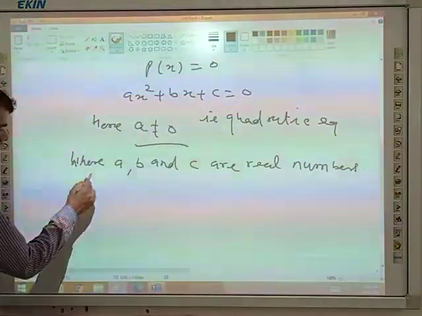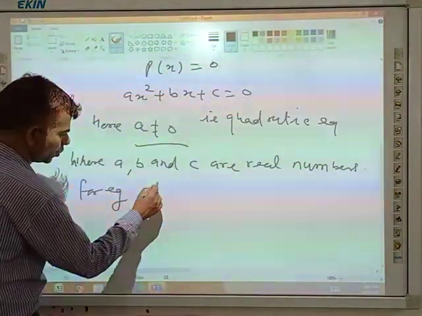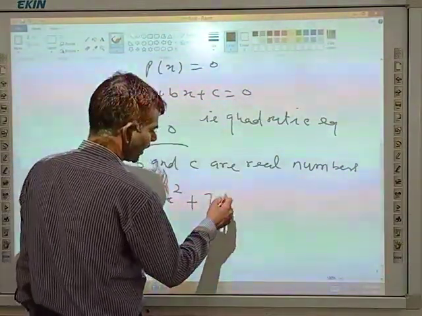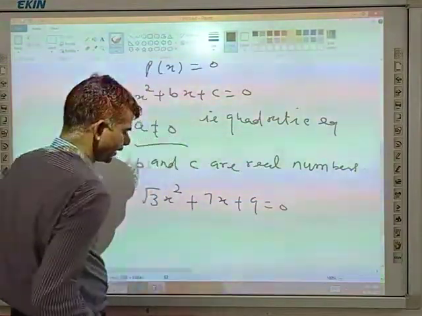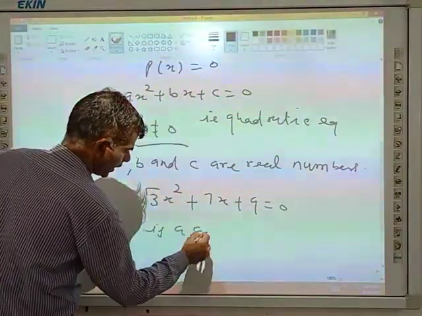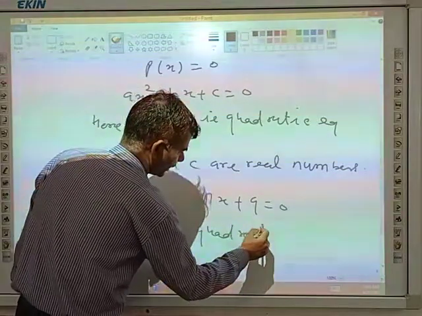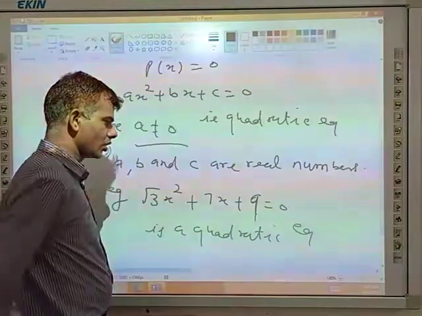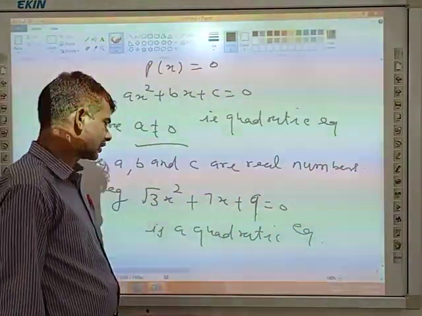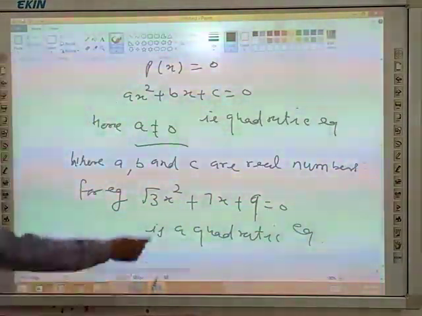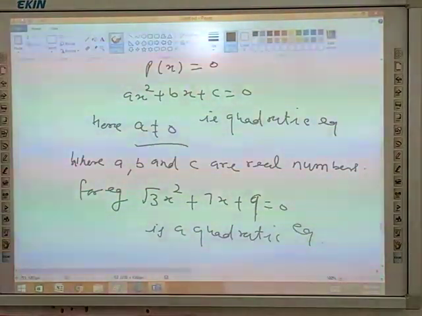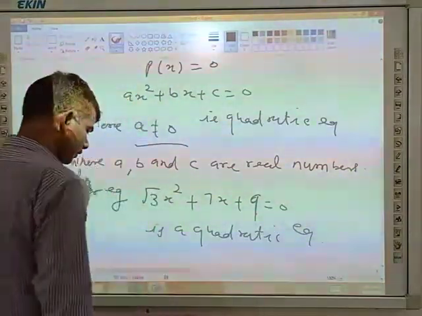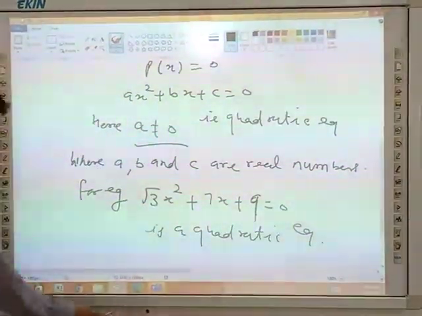For example, root 3 x square plus 7x plus 9 is equal to 0 is a quadratic equation. Here 9 is a rational number, 7 is a rational number, root 3 is an irrational number. So it is a combination of real numbers, the degree of x is 2, and it is equal to 0. Students, any doubt, any problems?